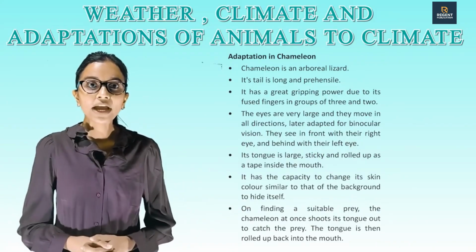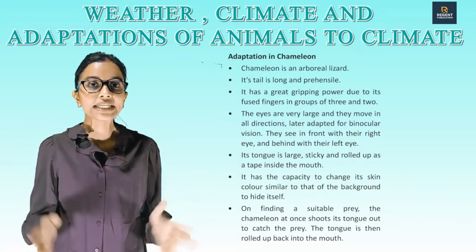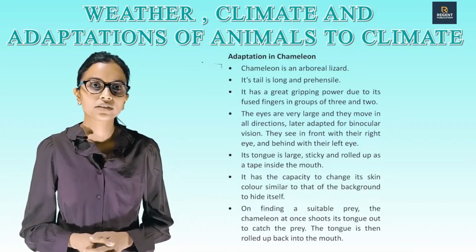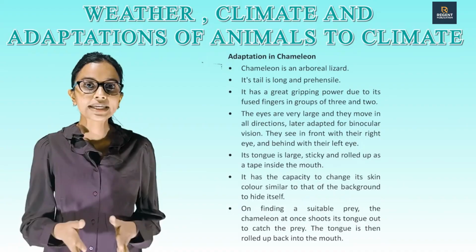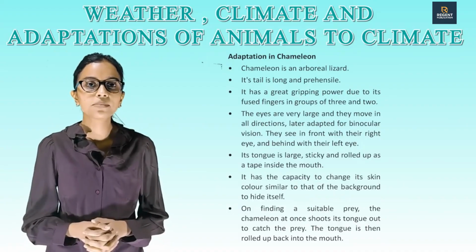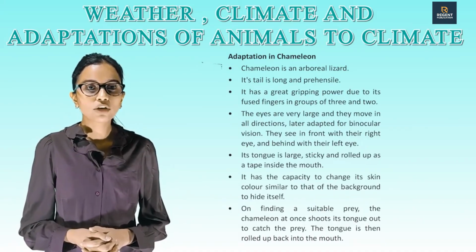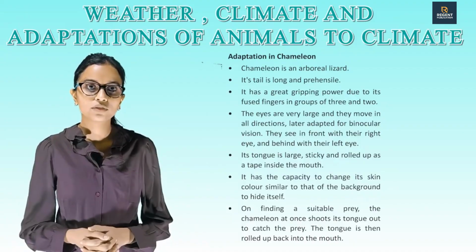They are adapted for binocular vision. They see in front with their right eye and behind with their left eye. Its tongue is large, sticky and rolled up as a tape inside the mouth. It has the capacity to change its skin color similar to that of the background to hide itself.